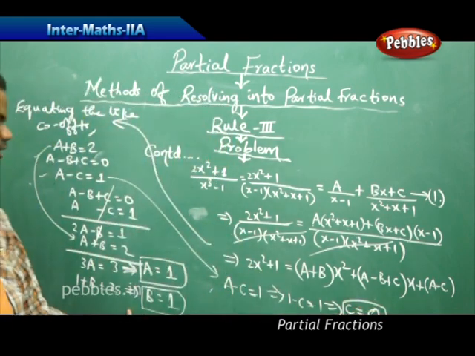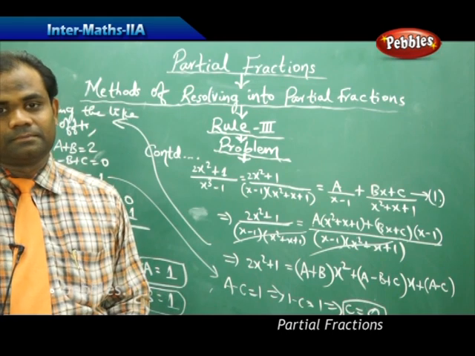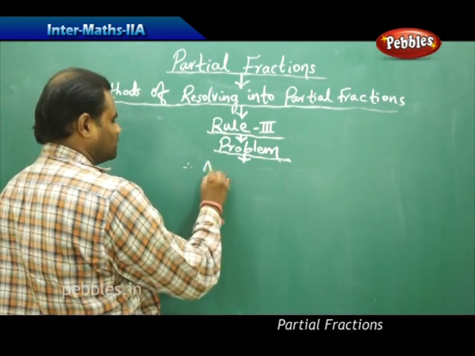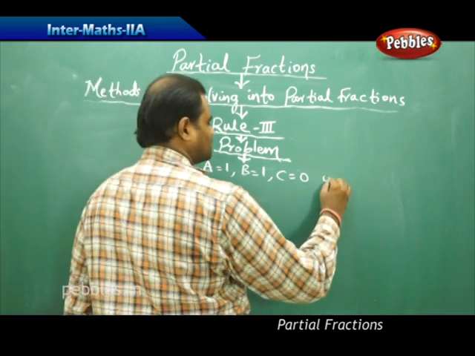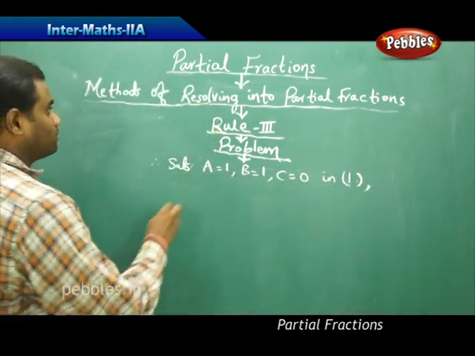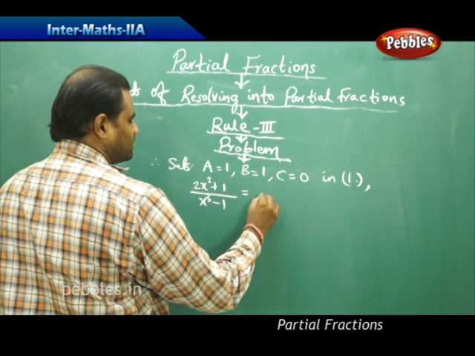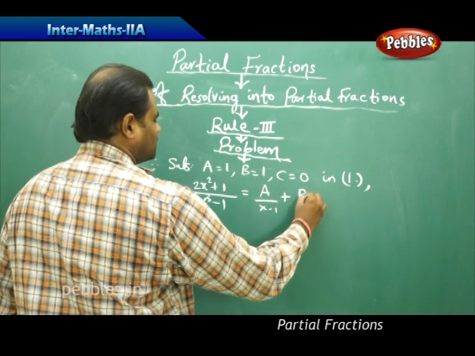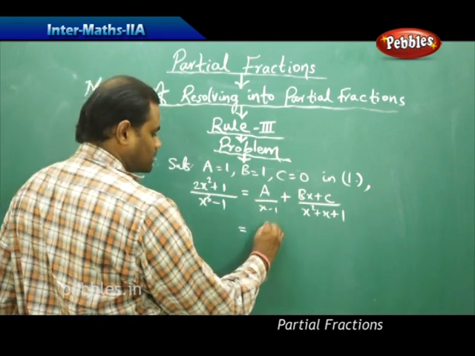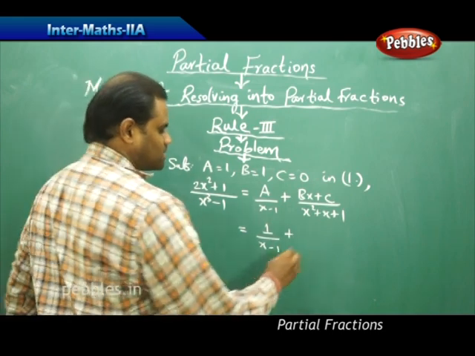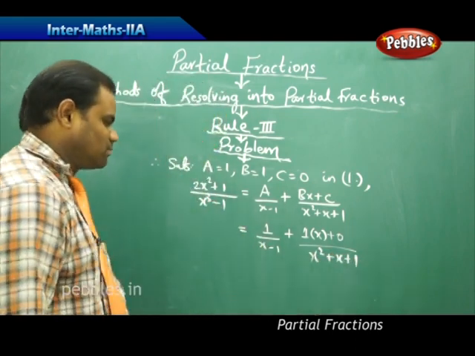Therefore, with the three values of A, B, and C substituted in equation 1, we get the given proper fraction resolved into partial fractions. Therefore, the values are A = 1, B = 1, and C = 0, and when substituted in 1, we get the given problem, (2x² + 1)/(x³ − 1), which was expressed as A/(x − 1) + (Bx + C)/(x² + x + 1), reduces to A, which is 1, that is 1/(x − 1) + (Bx + C), that is 1 times x plus C, which is 0, over x² + x + 1.